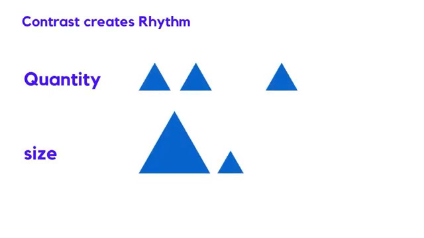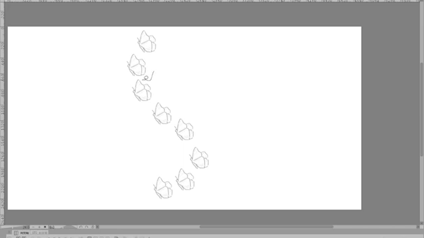The next question would be about how to make them look good. Contrast creates rhythm. The most commonly used are quantity and size. If I place them evenly, it will be boring. But if I stagger their distances, it will look better. Because this creates a contrast in quantity.